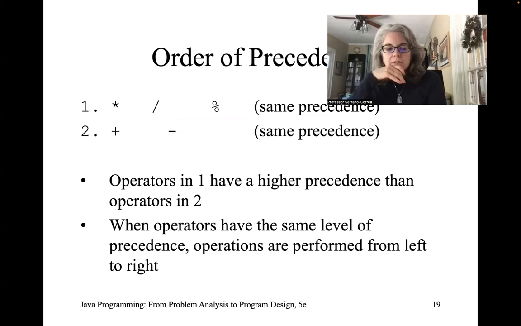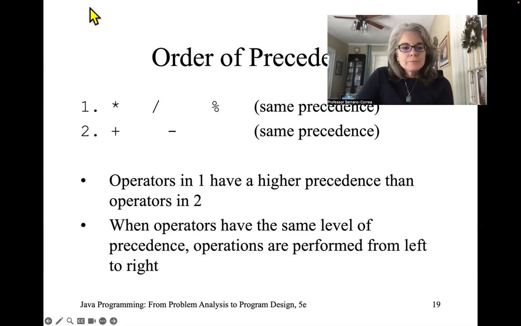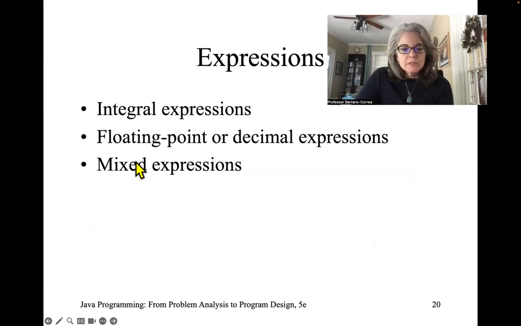It's the same level. So if you have an equation that has multiplication and division in it, then it'll just do whatever comes first from left to right. And we'll look at some examples. That's what it says here. When operators have the same level of precedence, operations are performed from left to right. So if you've got all these three in one equation, it's just going to do them in whatever order they come. If this is first, then it'll do that one first. So let's look at these examples.